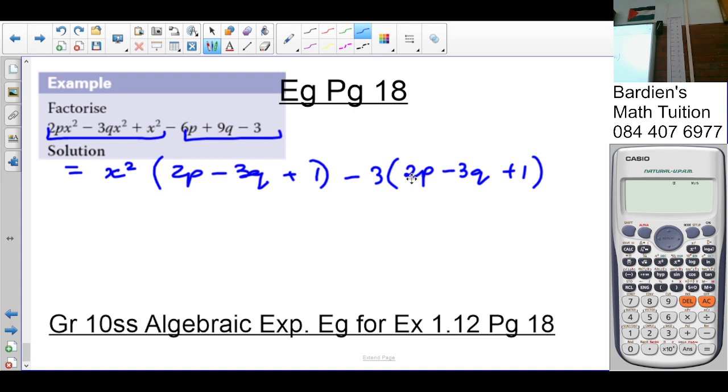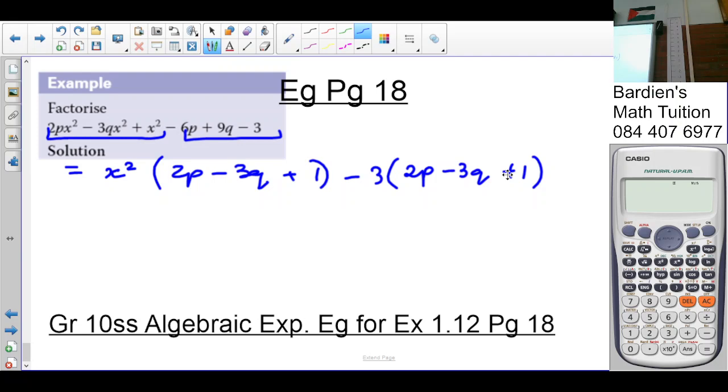So that this was negative, there's a positive. That was positive, 9q was positive, there's a negative. The negative 3, and there's a positive 1. Can you see the sign is always opposite? Why? Because it's opposite because of the negative 3 we're putting out as a common factor. Are you all with me there?